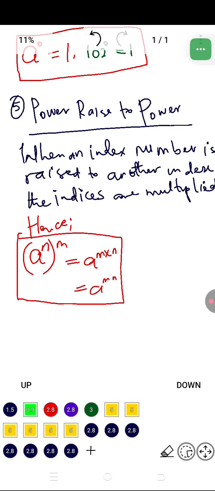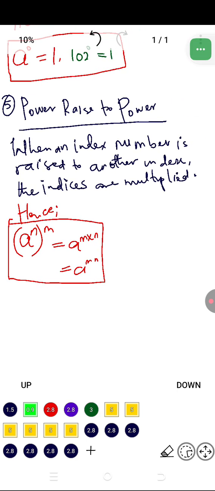So hence, if you have a raised to power n in brackets raised to power m, that means a is raised to power n, close the bracket, and a raised to power n is now raised to power m. So it means that you have to multiply n and m. That will give you a raised to power m times n, or a raised to power mn.